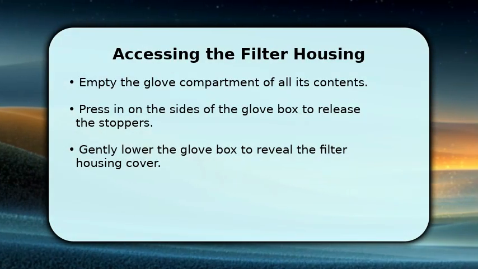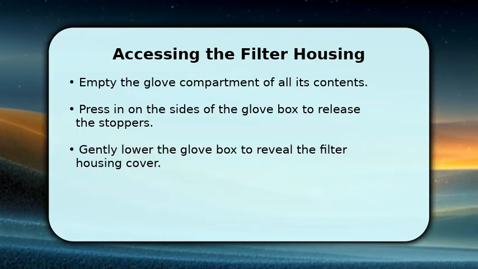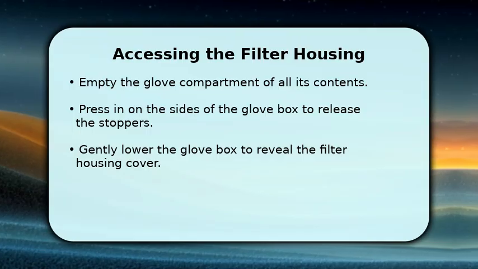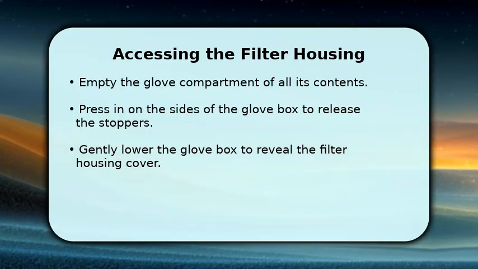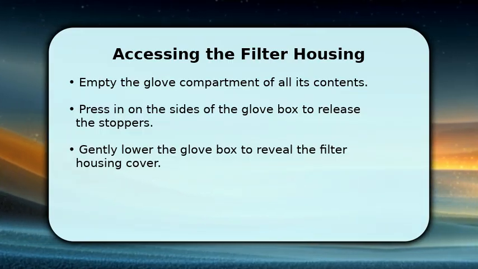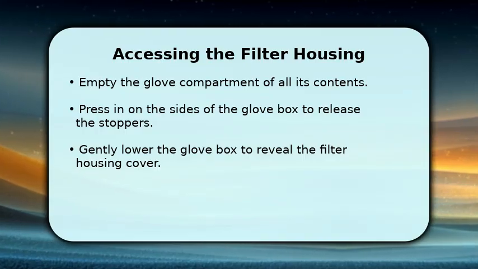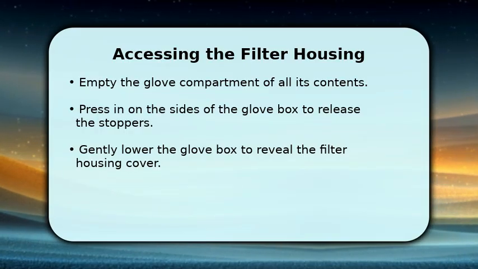Now let's access the filter. Begin by completely emptying your glove compartment. Next, gently press inward on both sides of the glove box to release the stoppers, allowing it to swing down further. This will expose the rectangular cabin air filter housing, typically located behind the glove box.